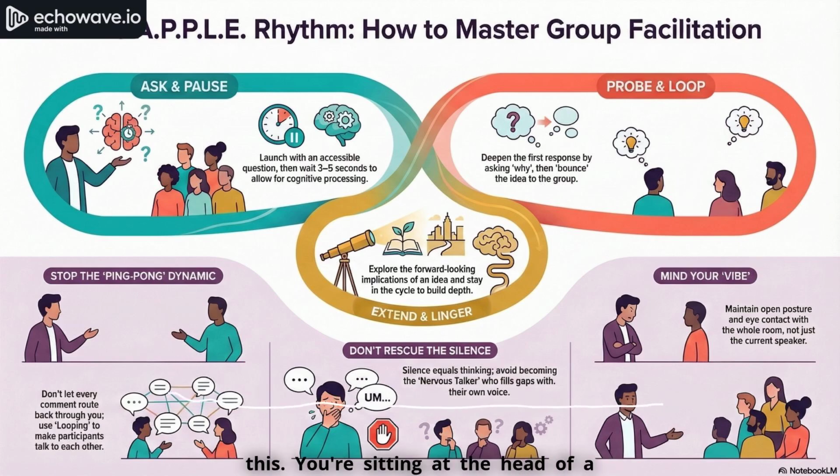So picture this. You're sitting at the head of a conference table, or maybe you're looking out at a circle of folding chairs in a community center. Or even staring down a grid of silent squares on a video call. Oh yeah, the worst one. And you ask a question to the group, and then just nothing. Pure, agonizing, dead air. Exactly.